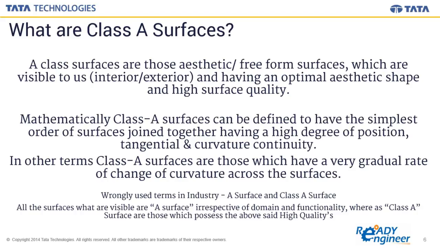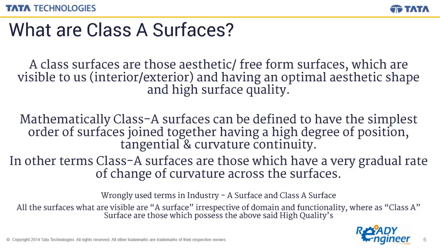Now, these are some of the mathematical parameters by which you can define what class A surfaces are. Or in other words, class A surfaces are those which have a highly gradual rate of change of curvature across the surfaces. In very simple words, class A surfaces are the visual surfaces that we can see in the car or outside the car, and they have the highest surface quality and highest aesthetic appeal. You can make out the difference between a class A surface and a non-class A surface the moment you look at it.